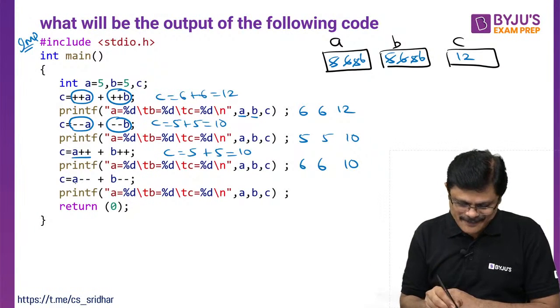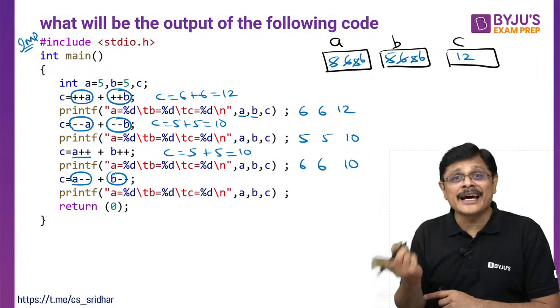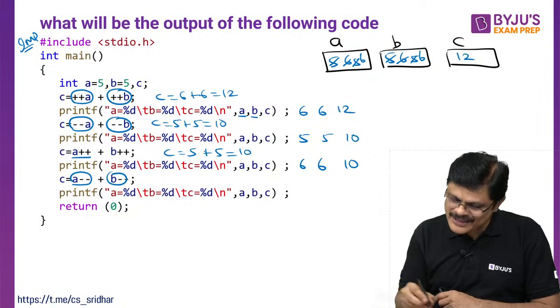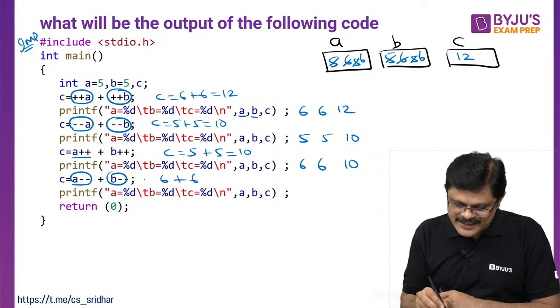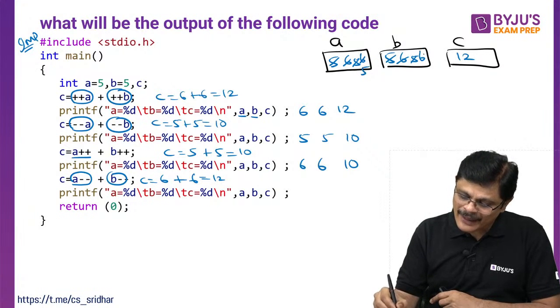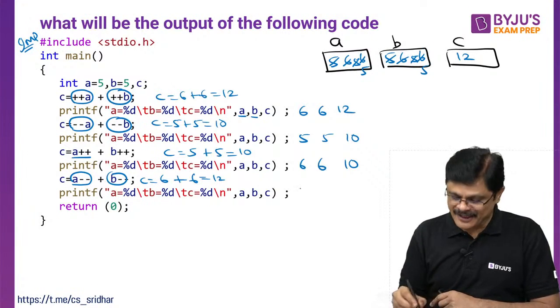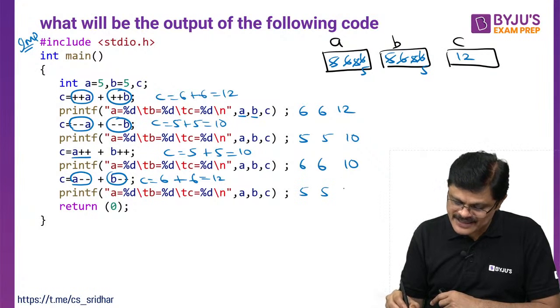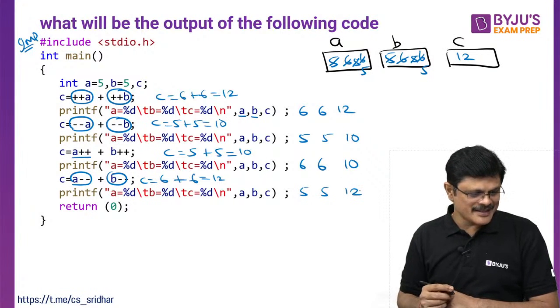And the final one. Here A, B are used, then they are decremented. A is what, sir? 6. B is what, sir? 6. And that is used. That is, C value will be 12. Then A, B values are decremented, both are decremented, 5, 5. So A is 5, B is 5, but C is 12, my dear friends.